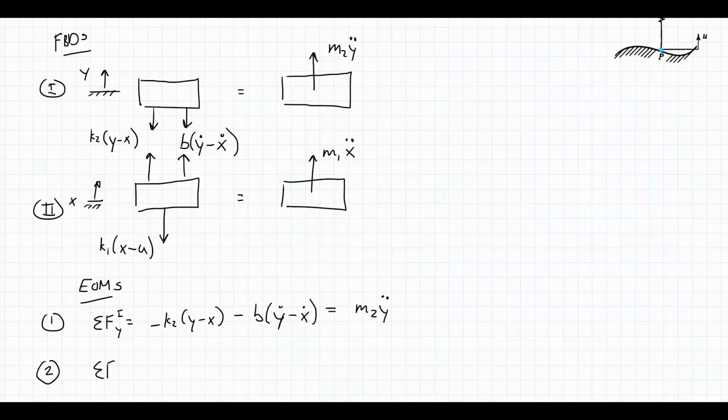I will get my second equation of motion though while I'm here, and that will be using picture 2 in the x direction. So now, for this picture, the arrows are up on k2 and b. So positive k2 (y minus x) plus b (y dot minus x dot). And then minus, the k1 arrow goes down in the negative x direction, k1 (x minus u), and then the right-hand side is an m1 x double dot.